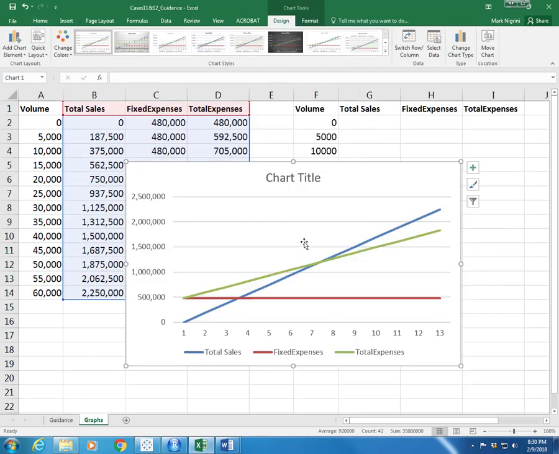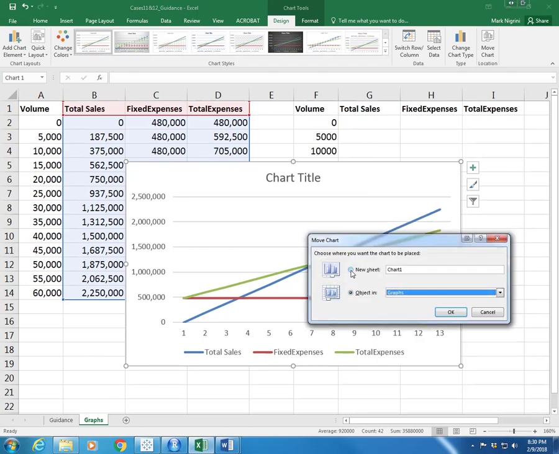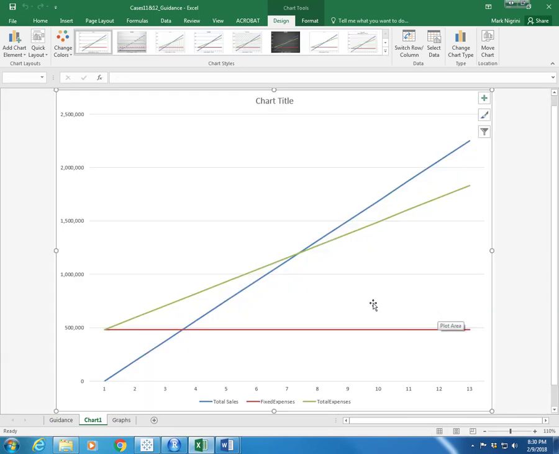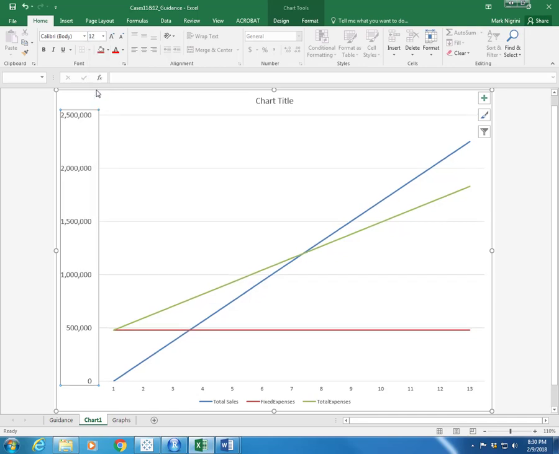Make it a line, and it's looking pretty good. What I usually like to do is to move the chart to a new sheet. There we go. And give it a title. Make this nice and easy to see. Be bold. Go to 12. Go to 14.